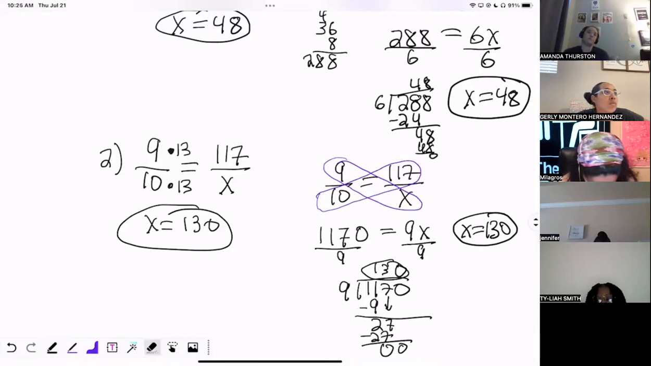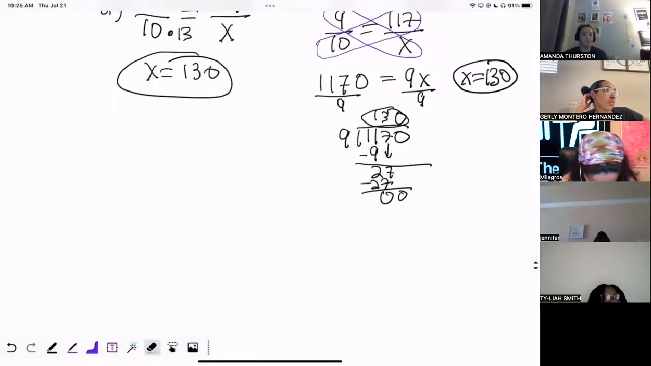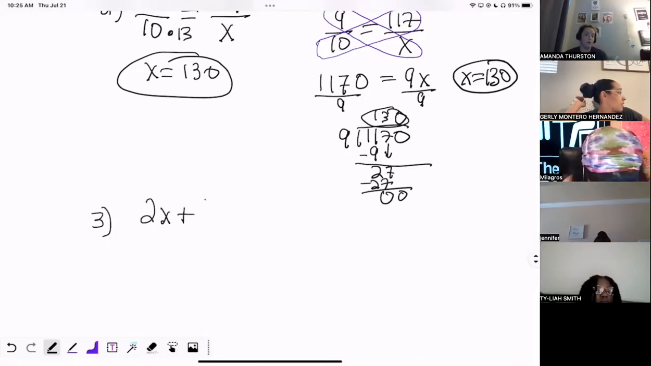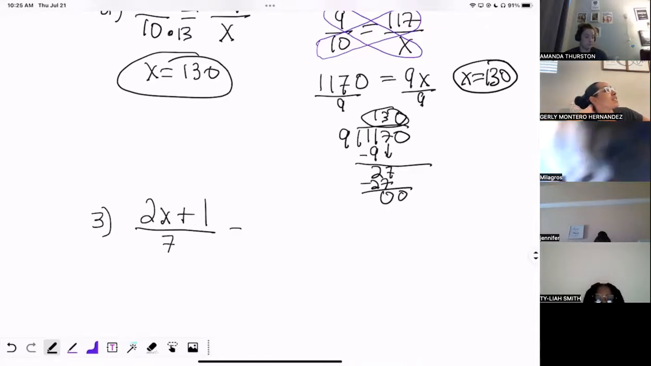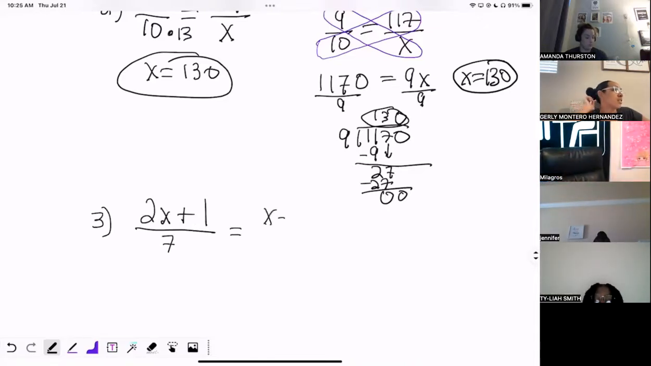Any other questions? I'm going to add some algebra to it next, because most of the time, that's what we use proportions for, algebra. And then we can't do it the first way for sure. We can only use cross multiplying. Okay, 3. 2x plus 1 over 7. You knew algebra was coming. You knew that, right? x minus 3 over 5.